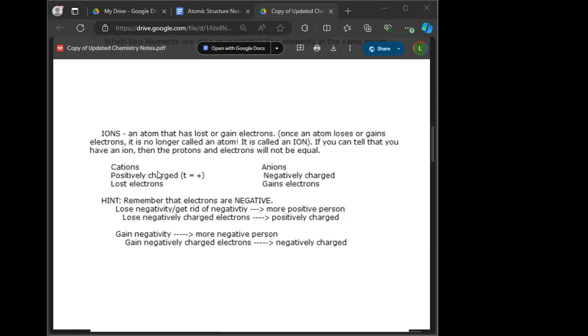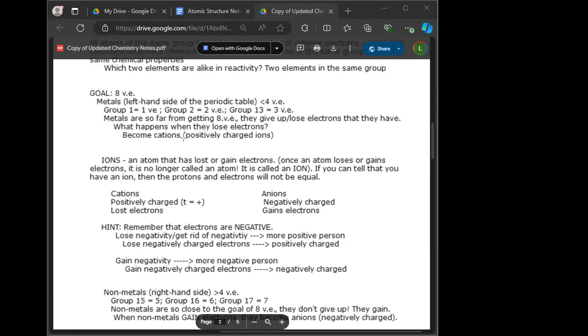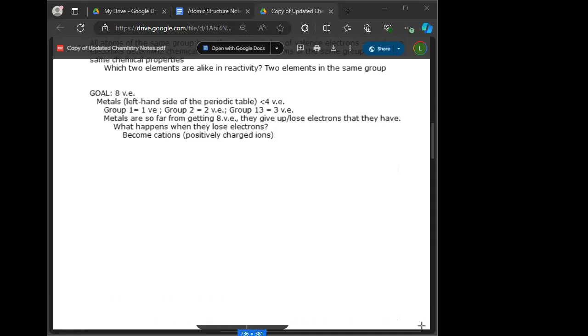So for example, let's take a look at metals. Metals are more on the left-hand side of the periodic table. And that means that most of them are going to tend to have less than 4 valence electrons.